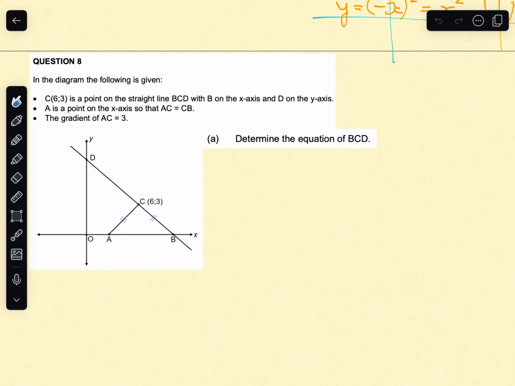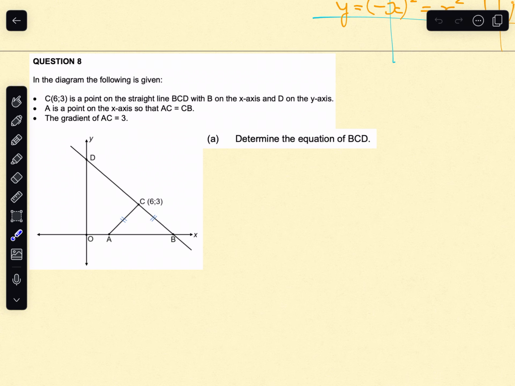Today we are looking at IEB paper 2 from May 2024 and we are looking at question 8 in particular. In the diagram the following is given. C with coordinates (6, 3), so that point over there, is a point on the straight line BCD with B on the x-axis and D on the y-axis.